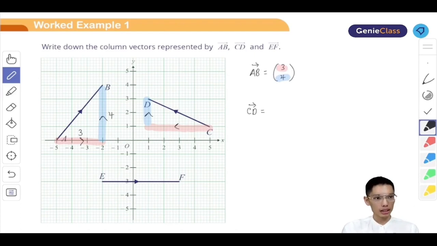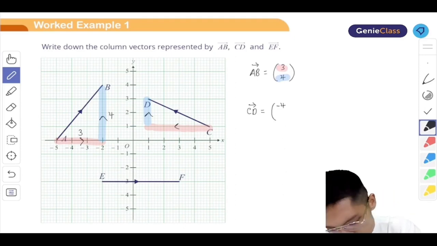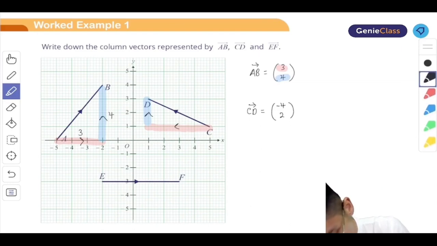Right, very good. I think you got it. C moves from the right, 5 to 1, so it's moving left. Take note, left is negative by 4 units, and moving up is positive. So that's where the notion is for negative 4 and 2.